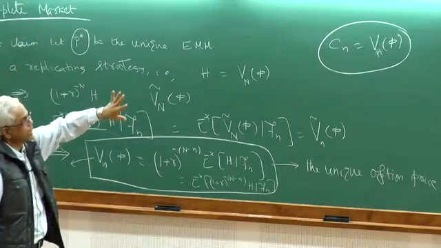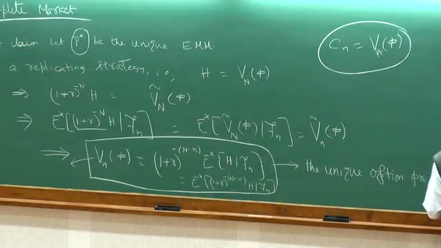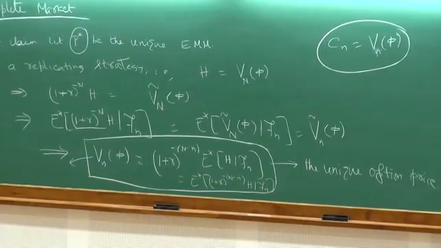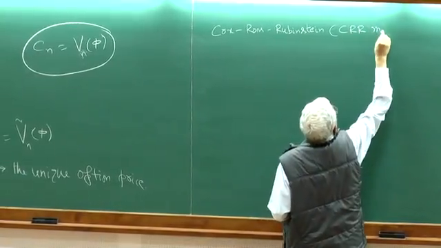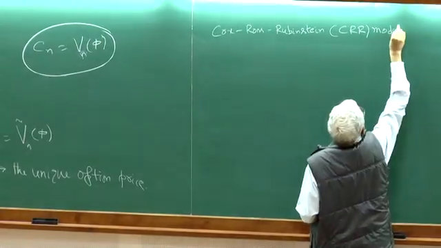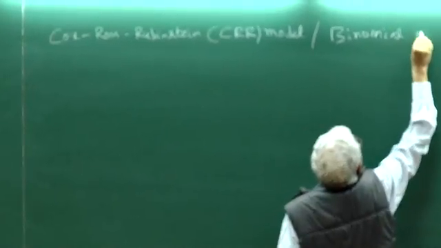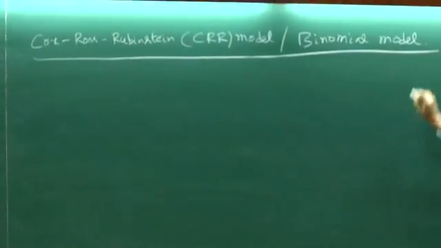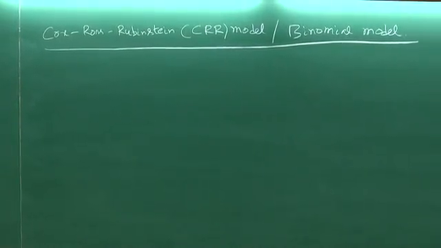Now the question is, these are all abstract. Let's do a concrete case, apply this theory. So this is called the Cox-Ross-Rubinstein model, or this is called the CRR model. Another name is binomial model. If you read a book by Steven Shreve, then he has done it using a tree. So what's a binomial model? Let me explain.